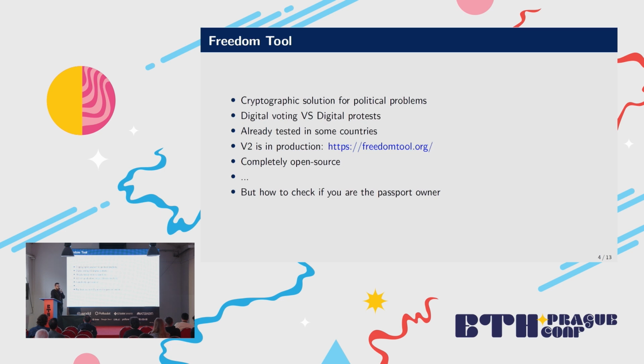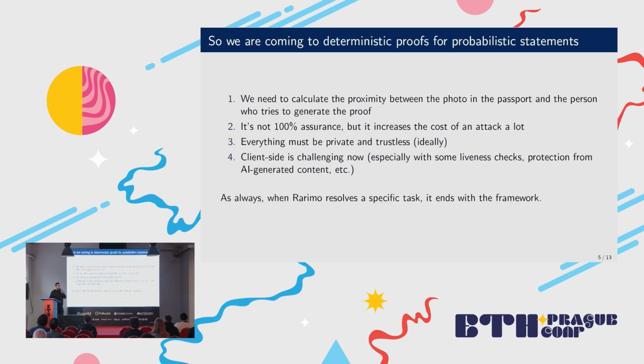But people asked how we can resolve one specific problem. The problem is how you can prove that you are an owner of the specific passport. Because somebody can steal that, somebody can, for example, government can issue millions of passports and vote instead of real people. And we switched to kind of zkAI.